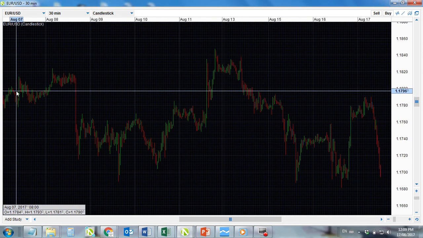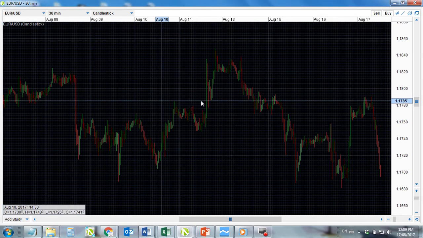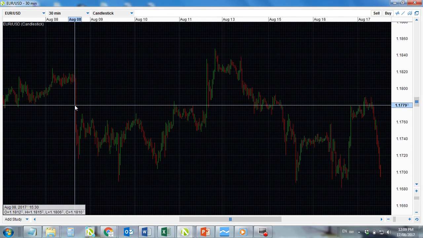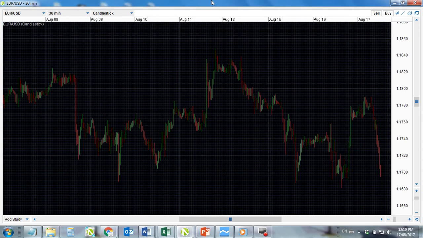All right, let's look at a couple of others. The euro dollar continues to just go sideways. It is not helping us with our forex trading. Now, I have to warn you that this does happen one or two times a year, okay?